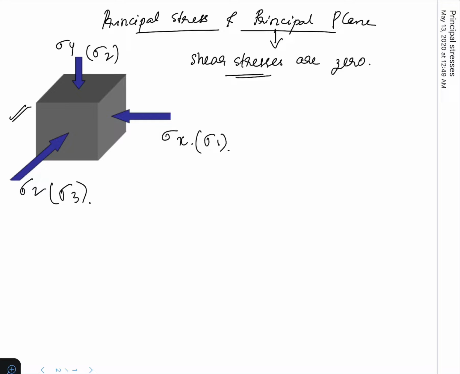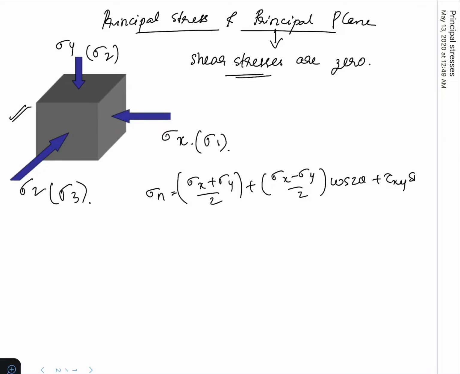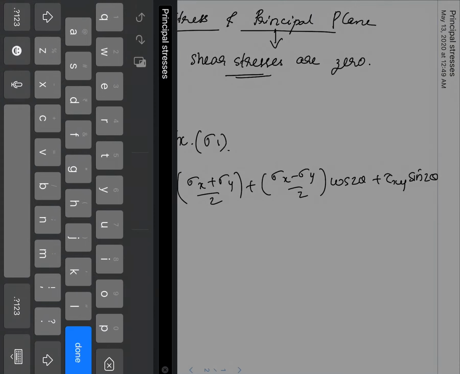These principal stresses will be maximum or minimum. So we will have to develop the equation, or find out the plane in which the maximum or minimum stresses occur. We have an equation for the normal stress sigma n on the oblique plane: sigma n equals sigma x plus sigma y by 2, plus sigma x minus sigma y by 2 cos 2 theta, plus tau xy sin 2 theta. This we have already studied.